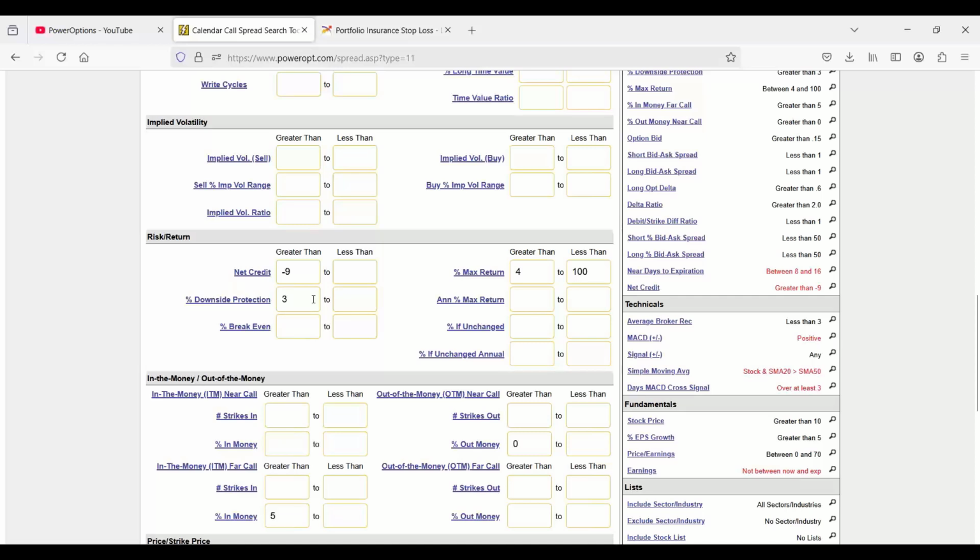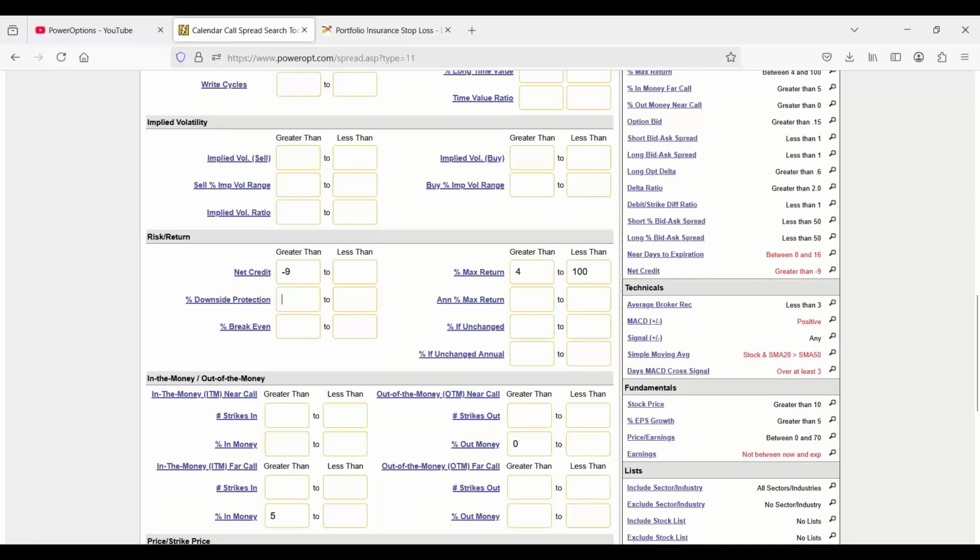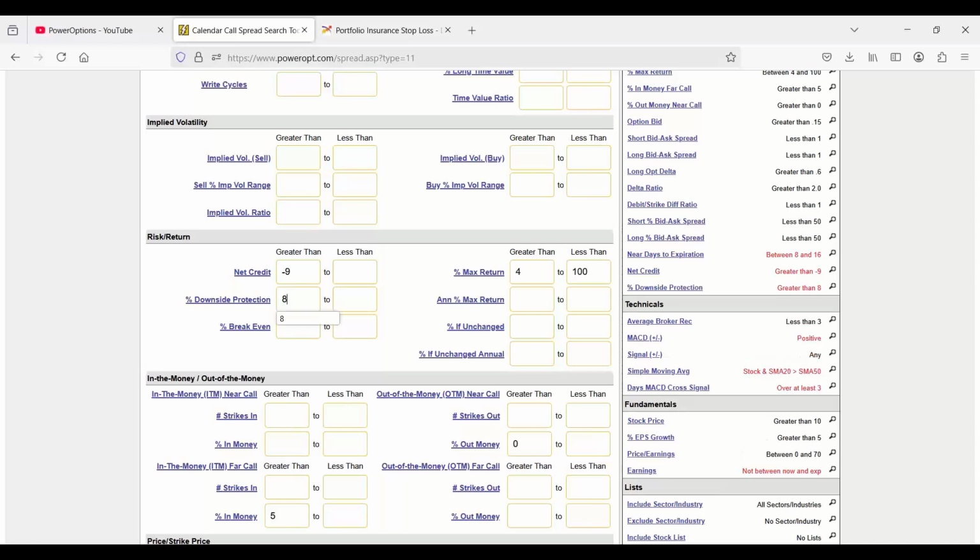Downside protection. Now, this is defined as the option premium we're collecting divided by the cost of the option we're buying. So I want at least some protection. I probably want it at least to be 8 or 10%. I'm going to try 8% in this case. So that means the premium I'm selling is at least 8% or more of the price of the call that I'm buying far out in time.